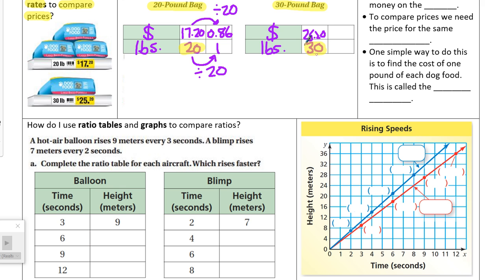On the 30-pound bag, we do the same thing. We divide the 30 by 30, and that gives us 1 pound, but then we must also divide the $25.20 by 30, and so I'm going to do that in my calculator, and I get 84 cents per pound. Now, when we're asked to find the better buy, we want to pay less, not more. So although 86 cents per pound is a higher number than 84 cents per pound, we want to pay less. So the 30-pound bag is the better buy.